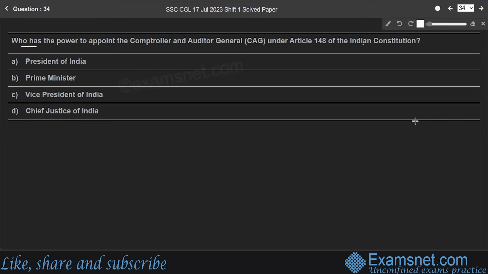Question 34. Who has the power to appoint the Comptroller and Auditor General under Article 148 of the Indian Constitution? The President of India has the power to appoint the Comptroller and Auditor General. Under Article 148, there shall be a Comptroller and Auditor General of India who shall be appointed by the President by warrant under his hand and seal, and shall only be removed from office in like manner and on like grounds as a judge of the Supreme Court. Therefore, option A is the right answer.